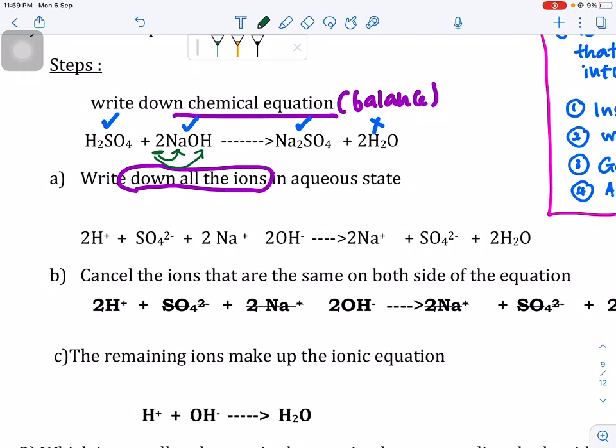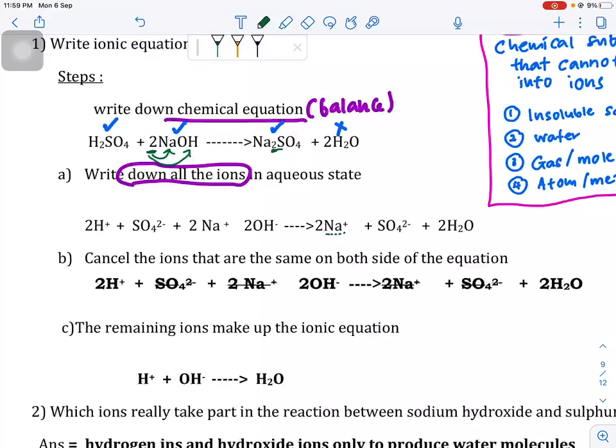And then for the sodium sulfate, okay, sodium ion is Na+. You kena ingat charge dia. And we have 2 here, maknanya kita ada 2 biji sodium ion. And then 1 sulfate ion. Okay. And then yang tak boleh pecah tu, you just copy. You just copy H2O.